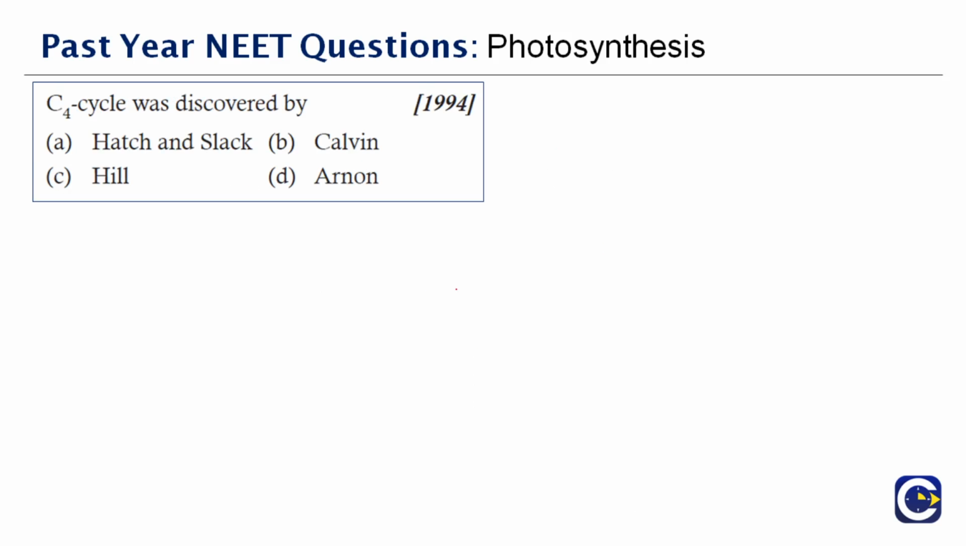Next question, which was asked in the year 1994. The C4 cycle was discovered by dash. Now this is a standard question. The correct answer is Hatch and Slack. The C4 cycle was worked out by Hatch and Slack in the year 1966, and they found it in C4 plants. When I say C4 plants, always remember they represent 4 carbon compounds.